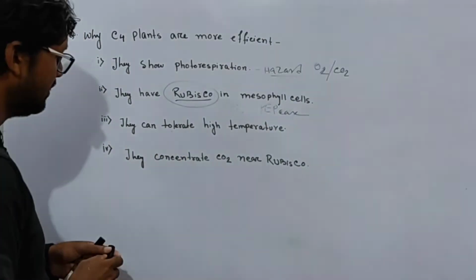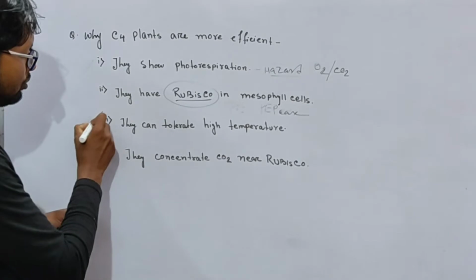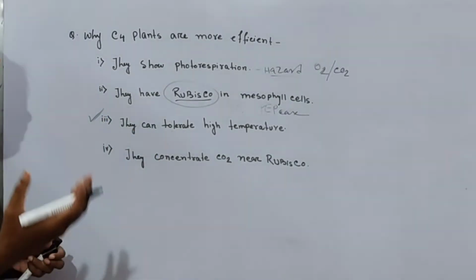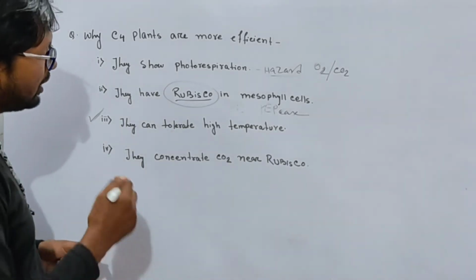Now, they can tolerate high temperature. Yes, this is right. They have the ability to tolerate high temperature and low water availability. When water availability of the soil is very low, they can survive.